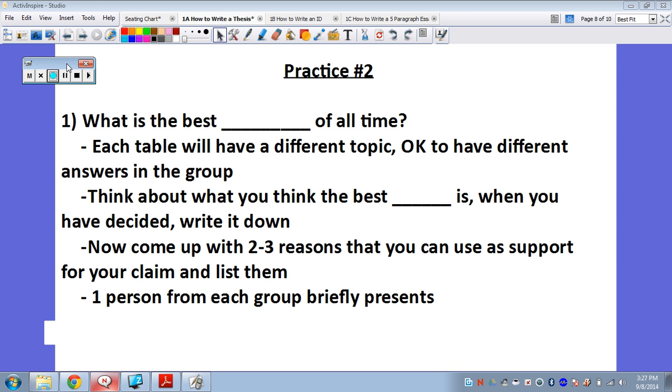Alright, practice number 2. You guys can do this on your own at home. This was done in a different table group. What is the best blank of all time? Pick a topic that is interesting to you. Once you've thought about what you think it is, go ahead, write it down, write your essay, and write your thesis statement. You can do that on your own. I'm going to move on now.